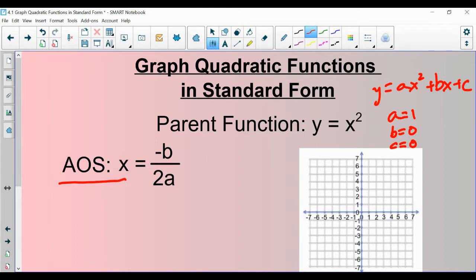So if I told you guys to find the axis of symmetry, the axis of symmetry is going to be the vertical line. Vertical lines are written x equals negative b, well, b is 0, so negative 0, that's just 0, over 2 times 1.